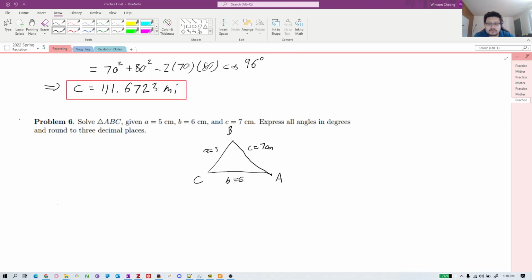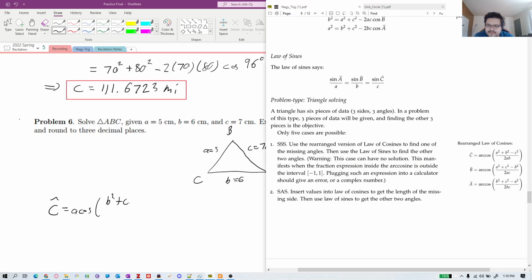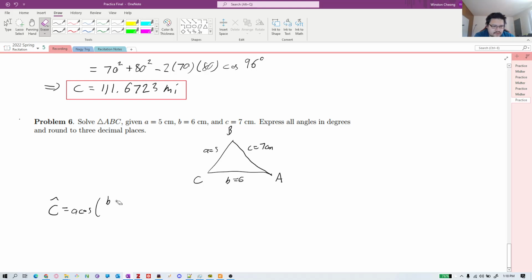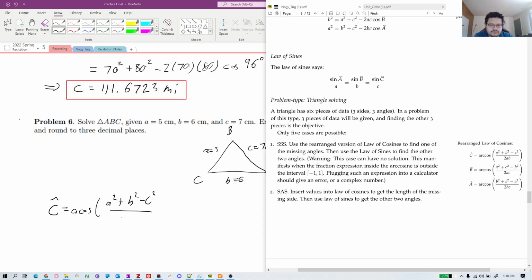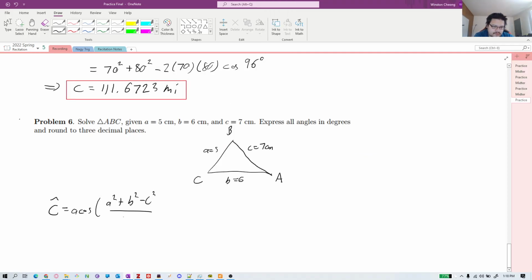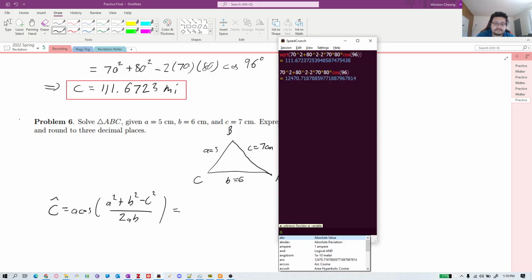So the angle C is arc cosine of a squared plus b squared minus c squared over 2ab. Okay. And then I would just plug this into a calculator. So arc cosine of, and then I have to be careful, make sure I parenthesize things well.